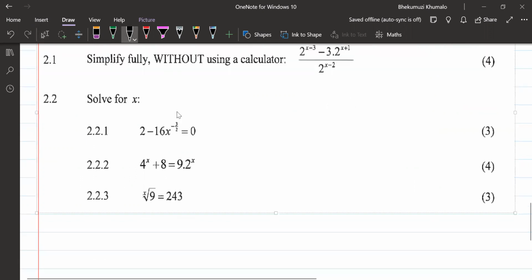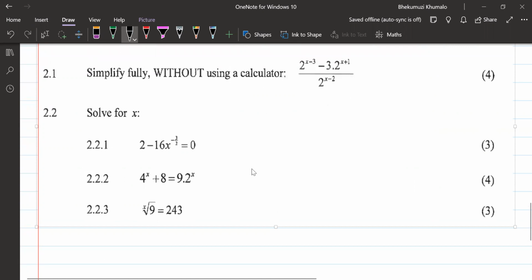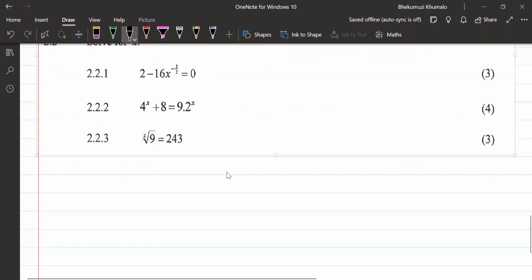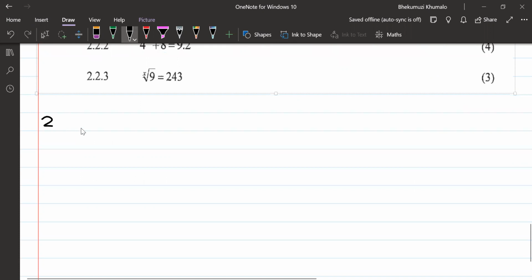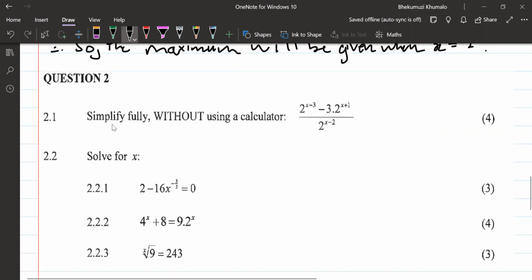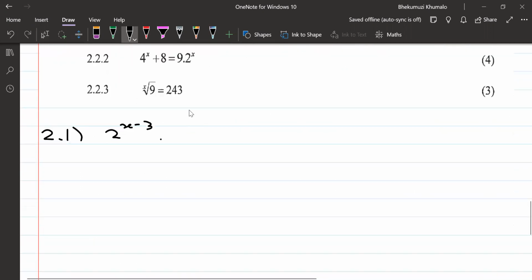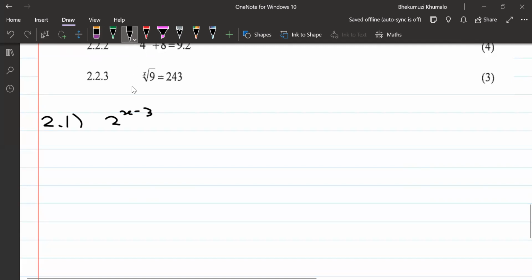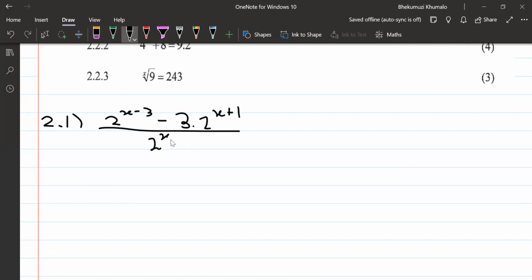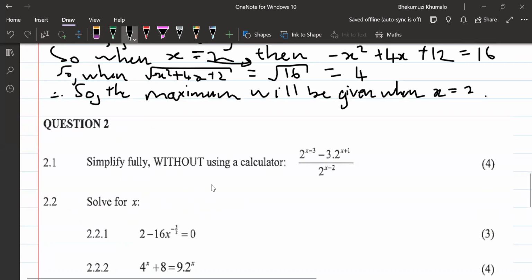So it's 2.1. They say without using a calculator. So let me write 2.1. There is 2 to the power x minus 3, minus 3 times 2 to the power x plus 1, all divided by 2 to the power x minus 2. Okay. So this is the expression that they want us to simplify without using a calculator, right?